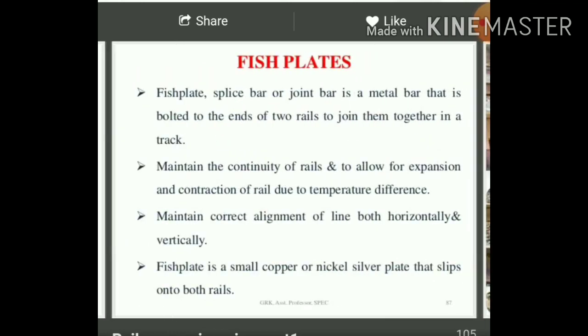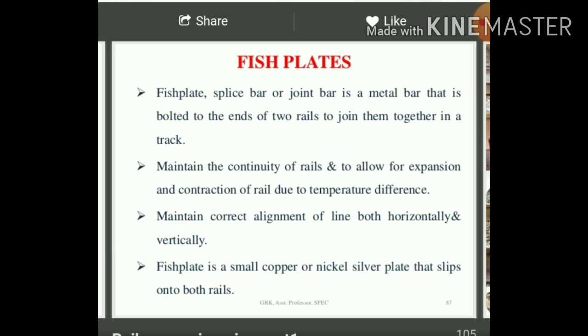Coming first to fish plates, the fish plate, also called a splice bar or joint bar, is a metal bar that is bolted to the ends of two rails to join them together in a track. Fish plates are used to maintain continuity of rails and to allow for expansion. Whenever a train is moving upon the rails, they can sometimes undergo expansion in the horizontal direction, and compression in the vertical direction.